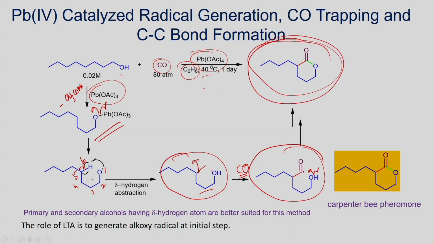For example, if you have an aliphatic alcohol, you can readily react it with the carbon monoxide in the presence of lead acetate. For example, primary and secondary alcohols having a delta hydrogen atom are better suited for this method. You can try to cyclize, and you can make the lactone as the product.